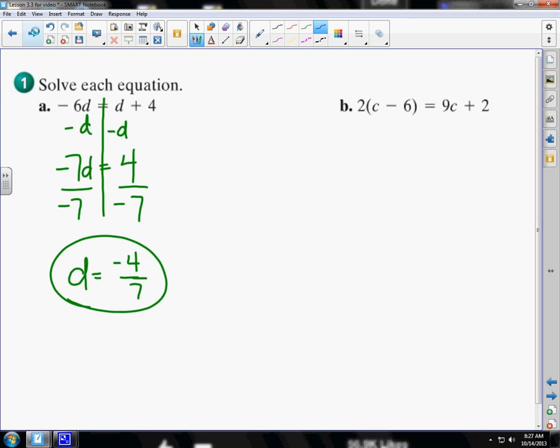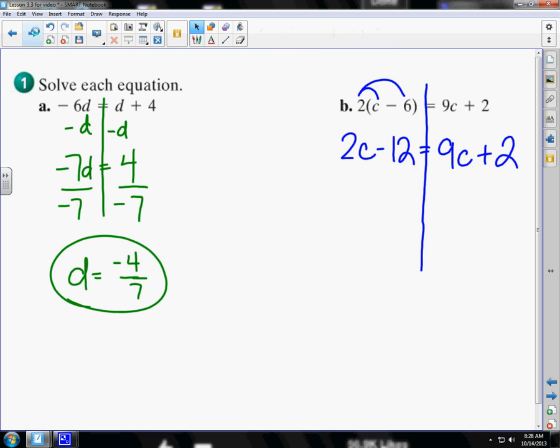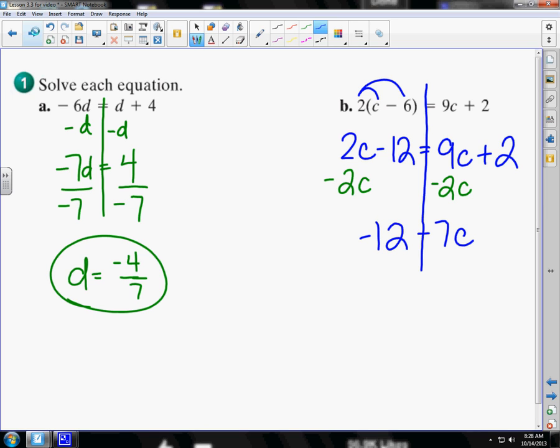All right, for this one, I'm going to draw my line. First, I have to look at this and see that I have to use the distributive property. So I have to do 2c minus 12 equals 9c plus 2. Then I am going to subtract 2c, because then that leaves me with a positive c. So that leaves me with 7c. Negative 12 equals 7c plus 2. And then I'm going to minus 2.